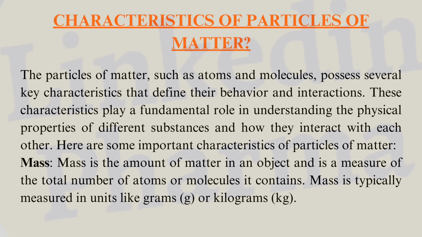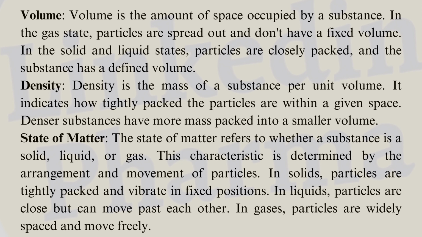1. Mass. Mass is the amount of matter in an object and is a measure of the total number of atoms or molecules it contains. Mass is typically measured in units like grams or kilograms. 2. Volume. Volume is the amount of space occupied by a substance. In the gas state, particles are spread out and don't have a fixed volume. In the solid and liquid states, particles are closely packed, and the substance has a defined volume.